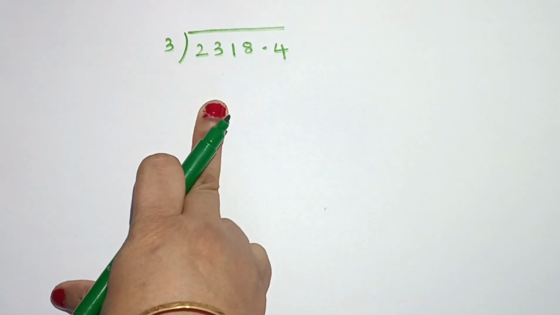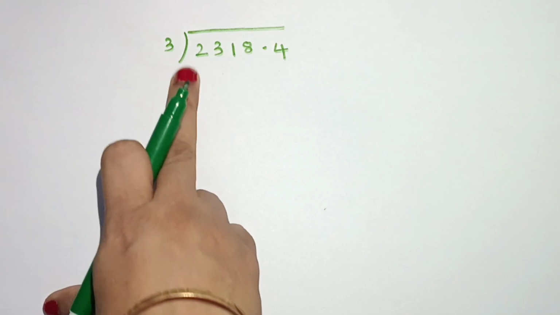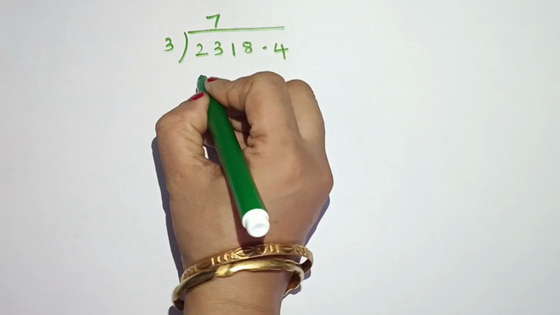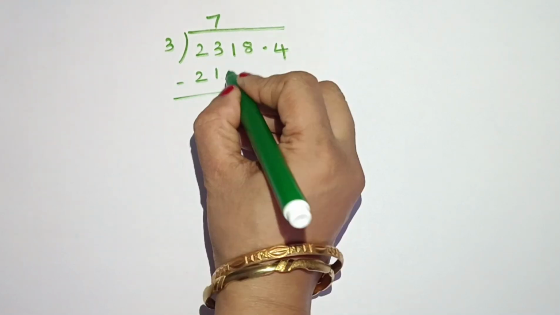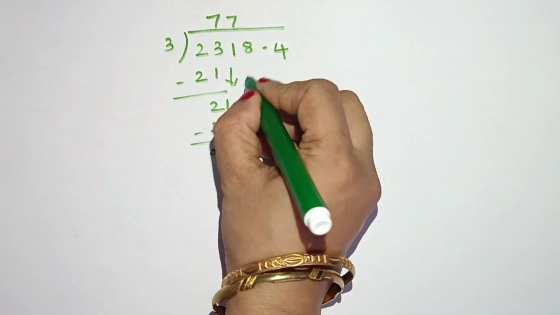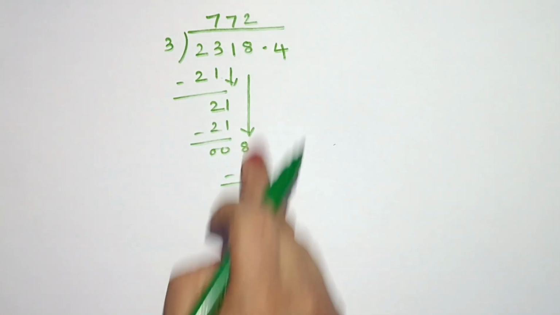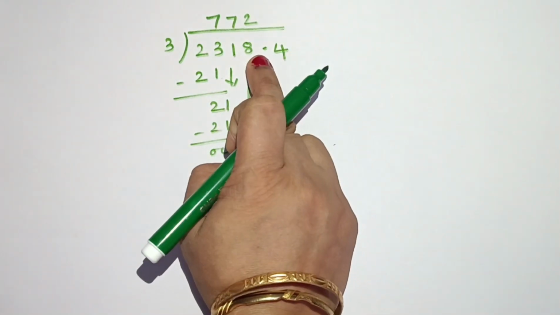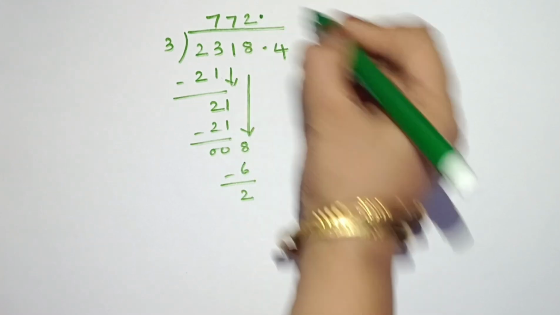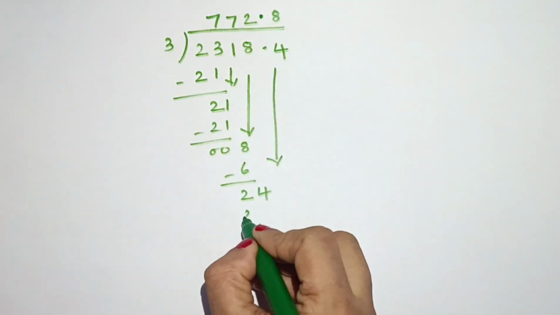2318.4. Now see, it means you are dividing 2318.4 by 3. Perform the division as you would with whole numbers. So 3 sevens are 21, 2. Bring 1 down. 3 sevens are 21, 0. Bring 8 down, 8. 3 2s are 6. Wait, now after this you have 10th place. So instantly what you have to do, put this decimal point in the quotient. After that what will you do? Bring this 4 down. So 3 8s are 24.